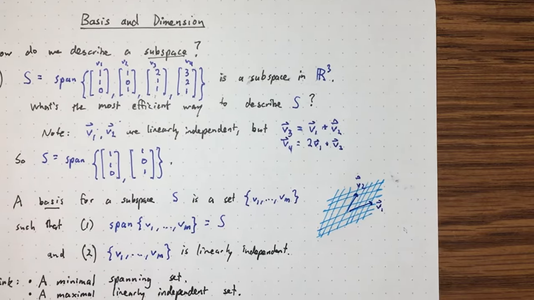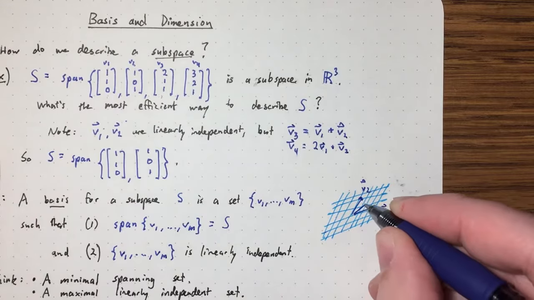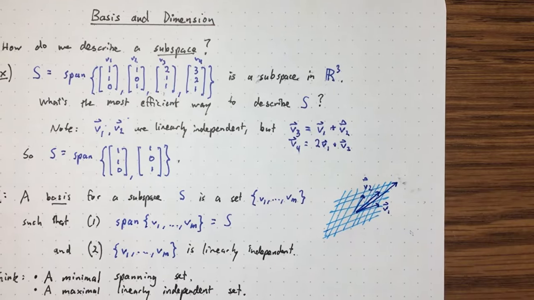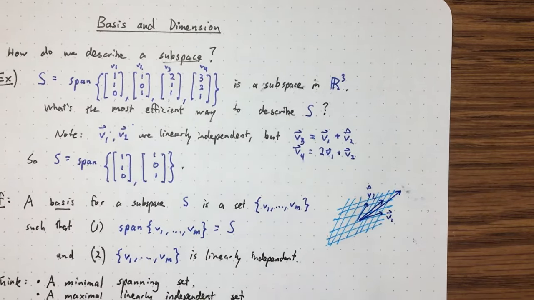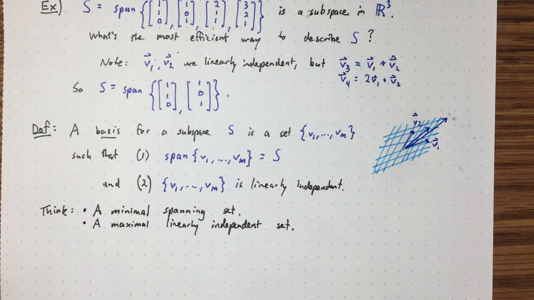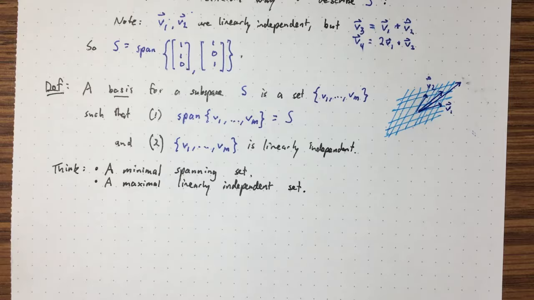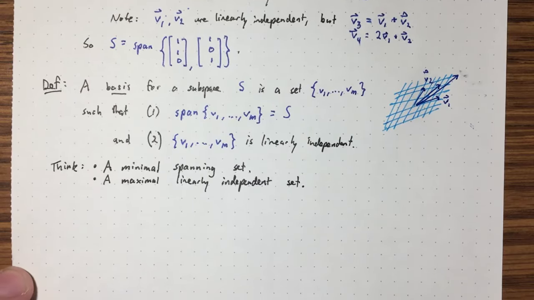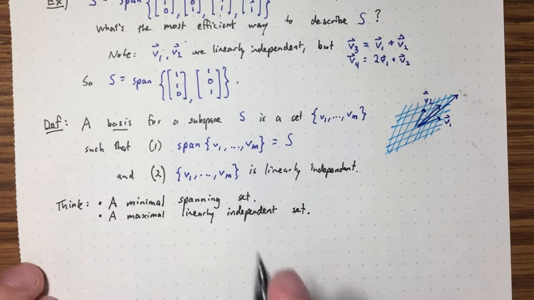Okay. And you see v3 is also lying in this plane, and v4 is also lying in this plane. But they're all sort of pointing in different directions. So we could have actually taken any two of these, and that would have been a basis for this set S. So lots of examples of bases.